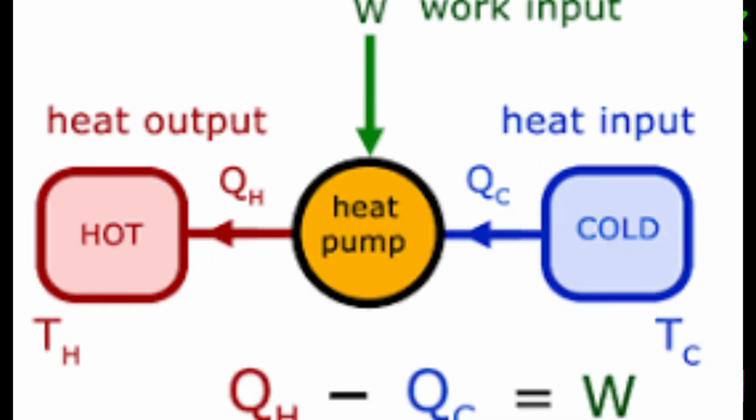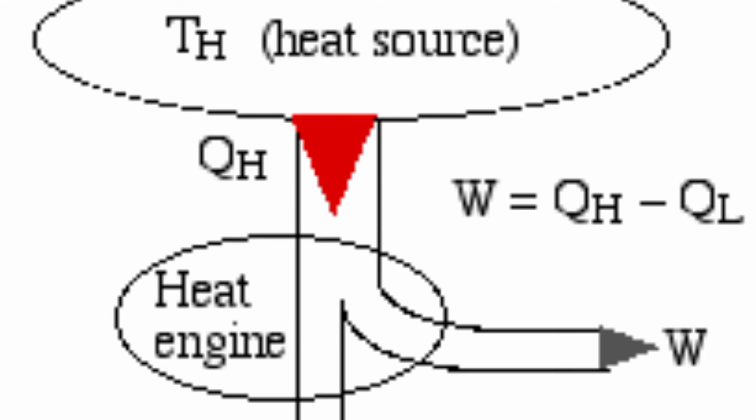Here, a working substance absorbs heat Q2 from the sink at temperature T2. An external agency does work W on the working substance. A larger amount of heat Q1 is rejected to the source at a higher temperature T1. Then Q1 equals Q2 plus W.